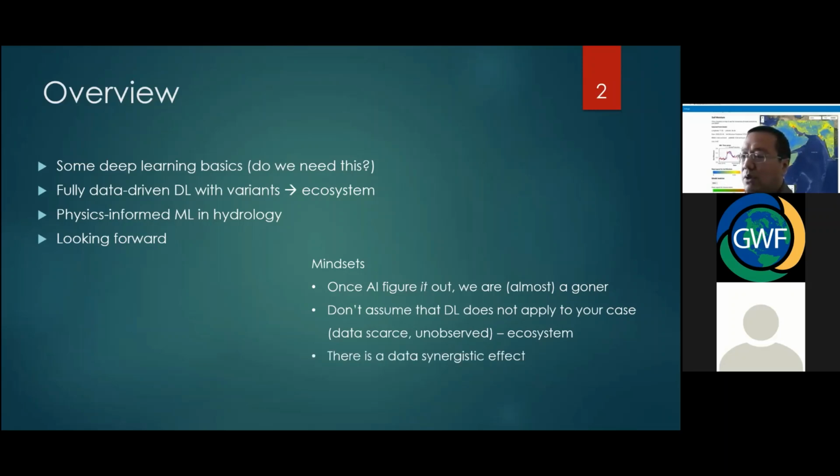It's still applicable. And we want to say there's a data synergistic effect where bigger data behaves very differently from a small data environment. And I want to promote the idea of how to intelligently integrate physics with artificial intelligence.